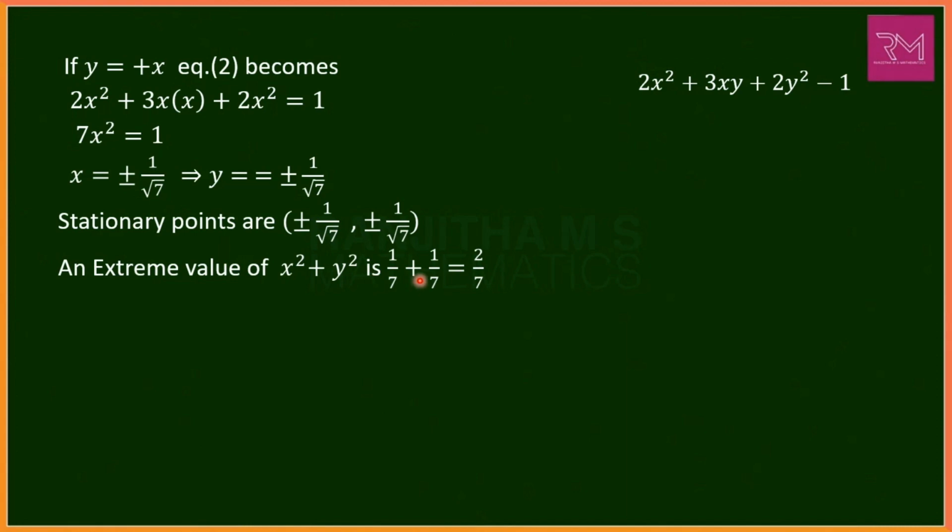Hence y square is 1 by root 7 whole square. We get the value as 1 by 7. Here 1 by 7 plus 1 by 7, we get the value as 2 by 7. This is the extreme value for the function x square plus y square.